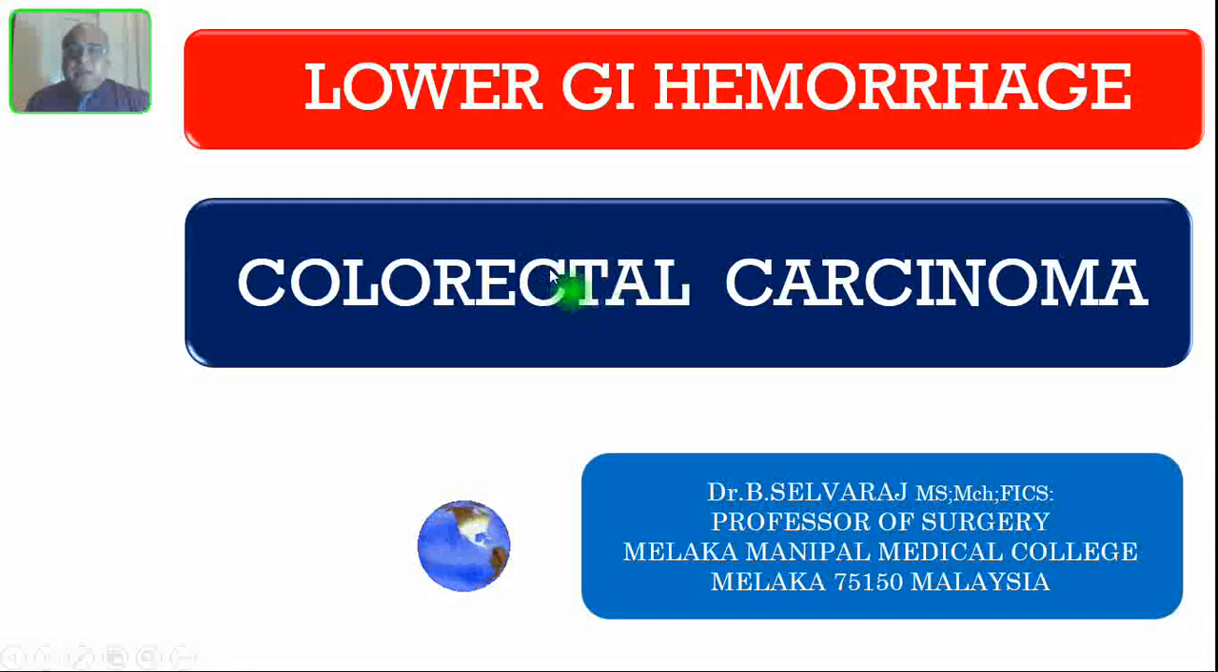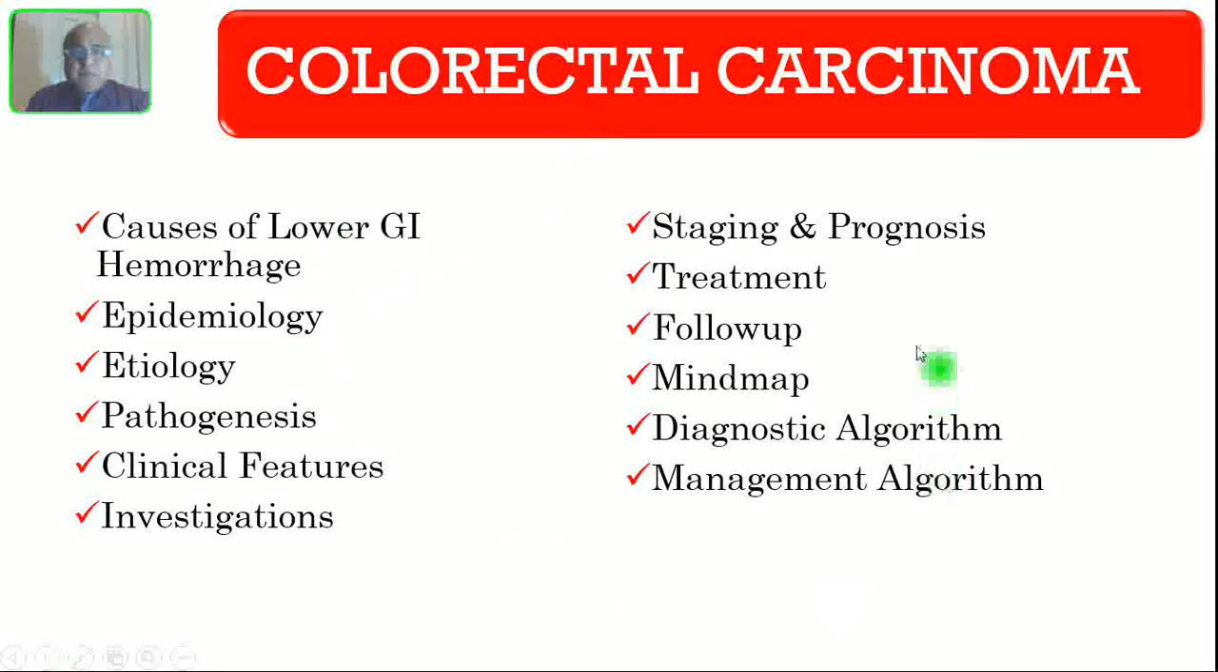In this episode, I am going to talk on one of the important topics in general surgery, colorectal carcinoma. This is one of the important causes of lower GI hemorrhage. So I am going to talk on the following subheadings: the causes of lower GI hemorrhage, the epidemiology of colorectal carcinoma, the etiology, pathogenesis, clinical features, investigations, staging and prognosis, treatment, and follow-up of colorectal carcinoma. Of course, I am going to include a mind map, a diagnostic algorithm and a management algorithm.